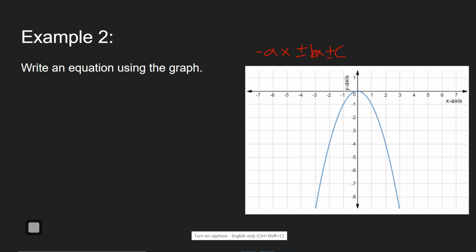Our vertex is here at 0, 0. So I know that c is going to be equal to 0, so I can ignore it. This width here is consistent. I'm going to assume that I don't need bx, but we'll just have to wait and see. I need to figure out what a is.